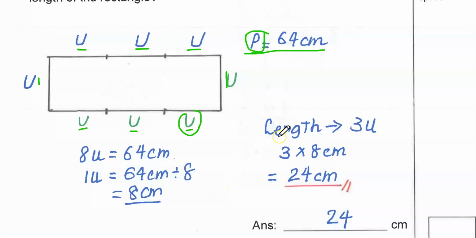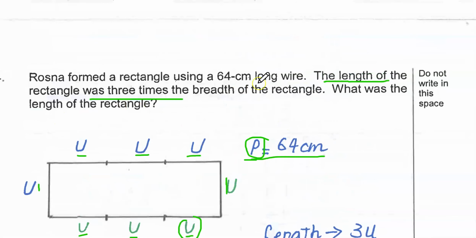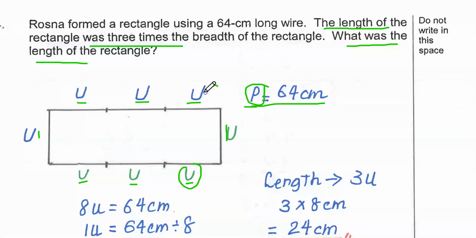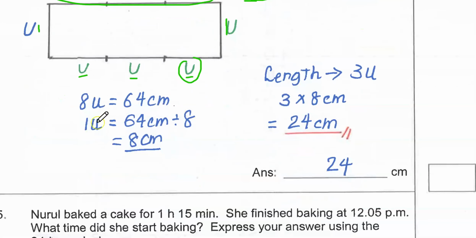Now, all you have to do, read the question again. What was the length of the rectangle? Look, length of the rectangle is here, 3U. Okay, so after looking for 1U, what you need to do is to find 3U. 3U is 24.